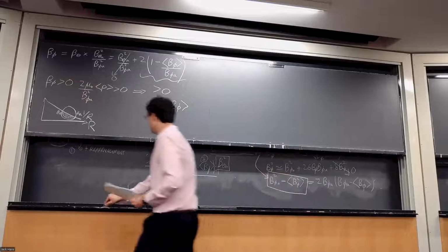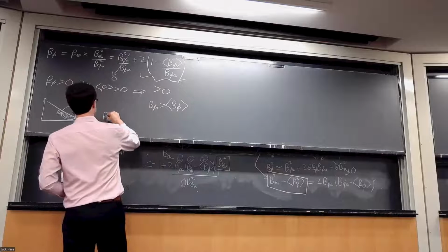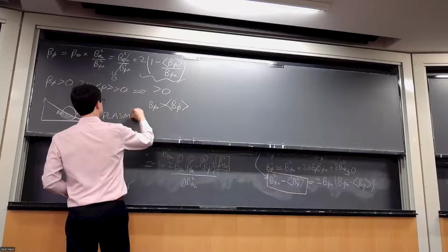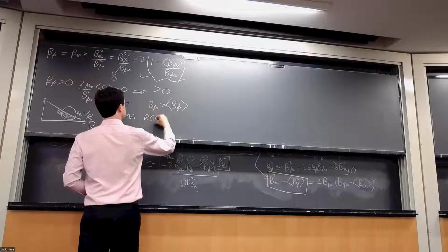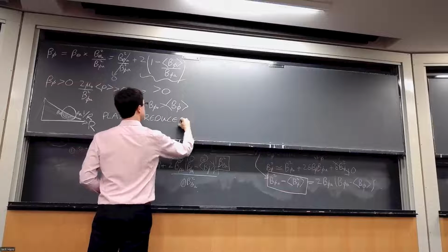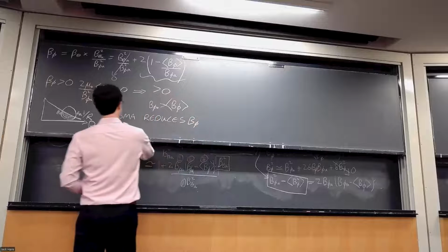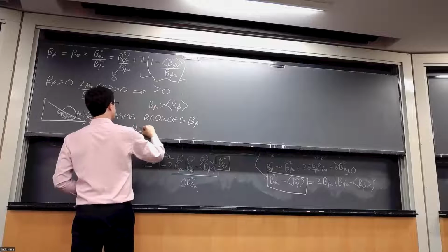So the plasma reduces the magnetic field. And that is the definition of a diamagnetic substance.